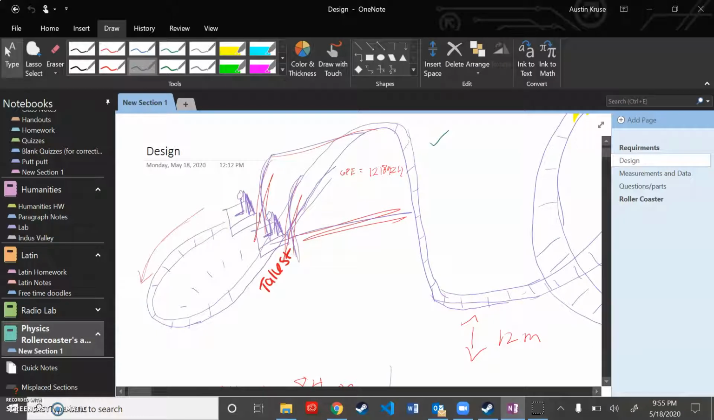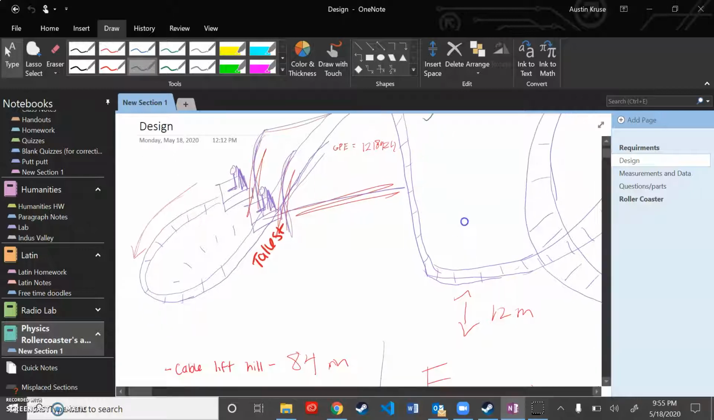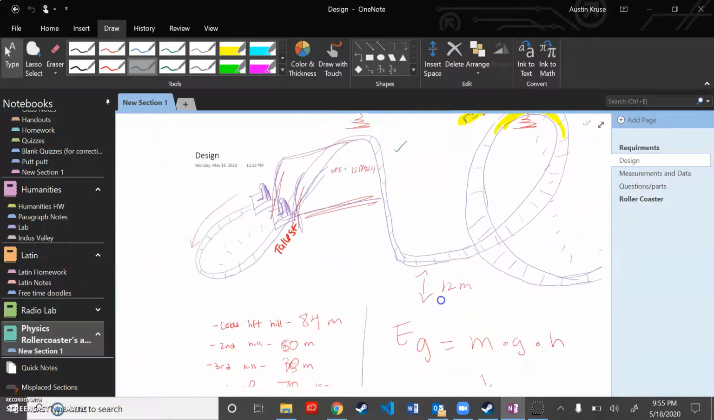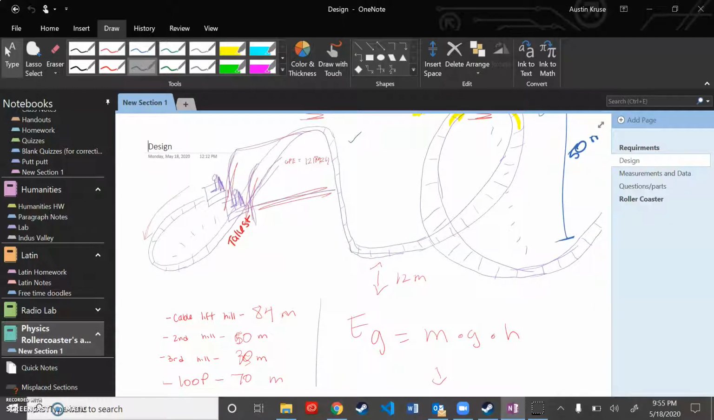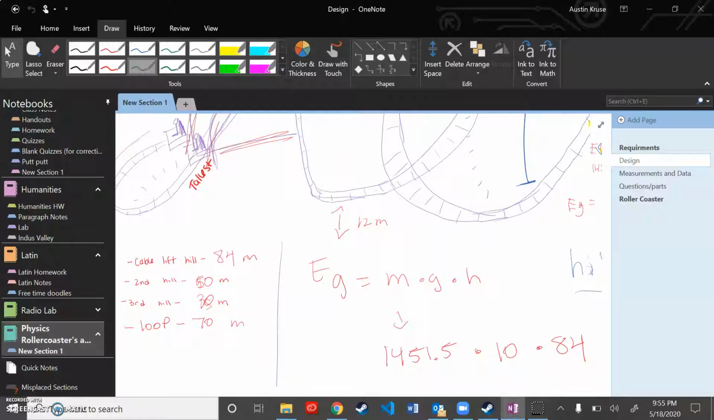Let me get my stylus out. And a chain will pull you up, at which point we calculated the GPE needed, like the gravitational potential energy you'd gain from this, to figure out how much we'd need for the loop. And then when you went down, there'd be 12 meters between you and the ground.